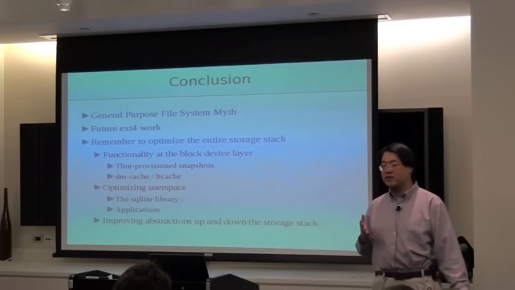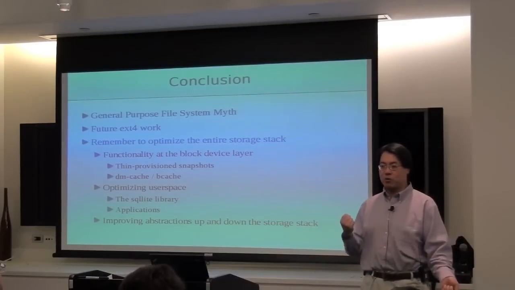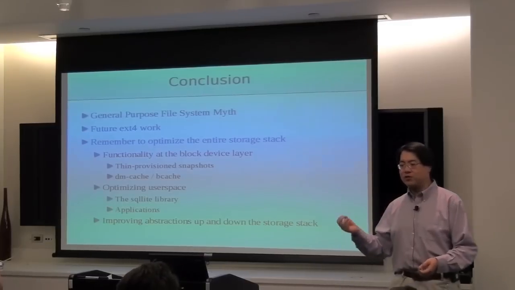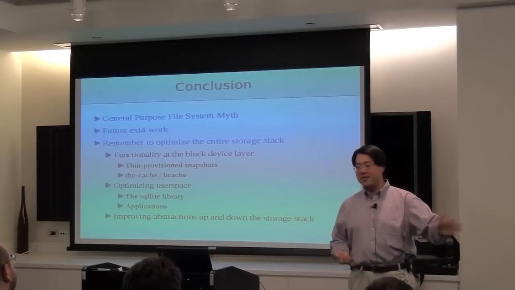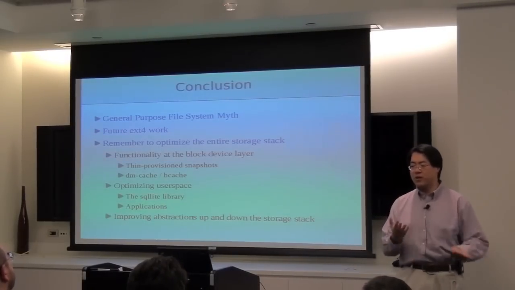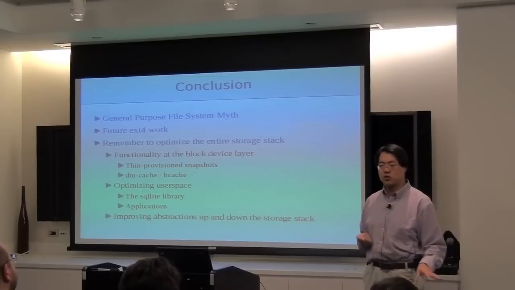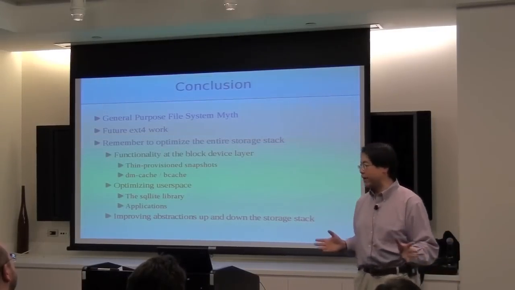And one of the things that this may require is that we need to have better abstractions up and down the storage stack, right? Maybe applications need to be sending hints down to the file system, and maybe the file system needs to be sending hints to the block device, in particular for flash devices. And that's one of the things that we're still having conversations with the flash vendors about. So that's just some really cool stuff that's been going on.